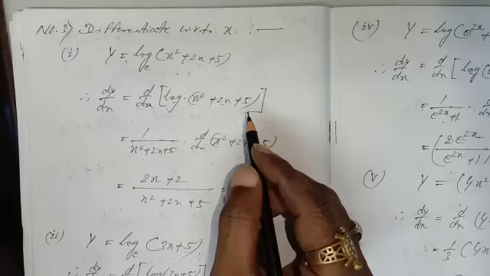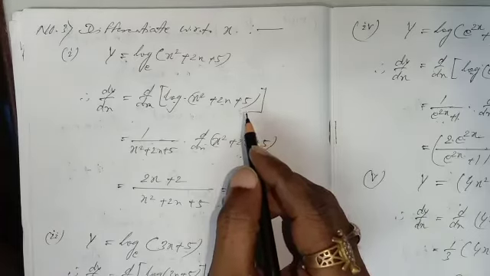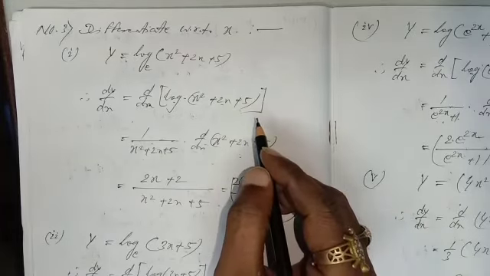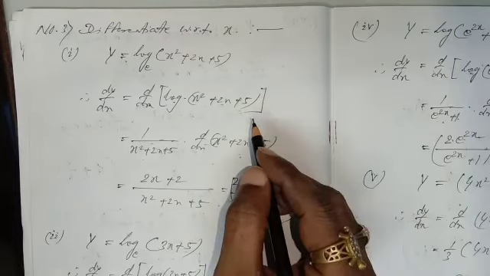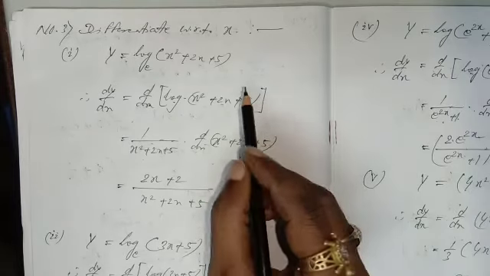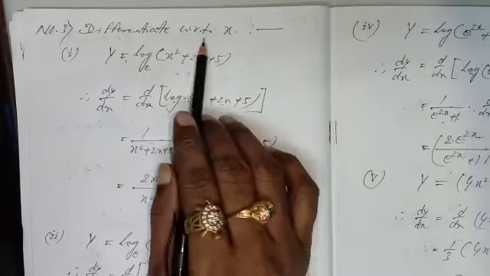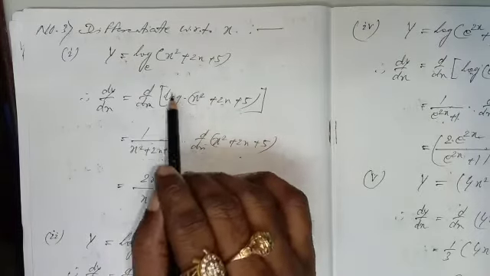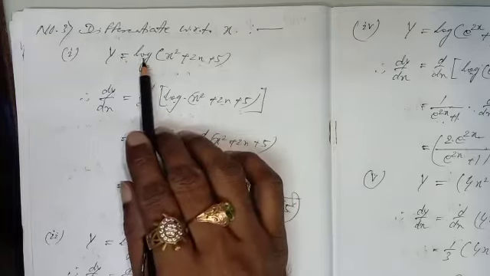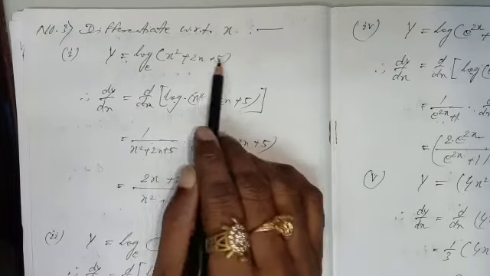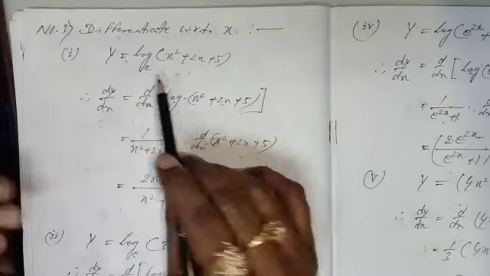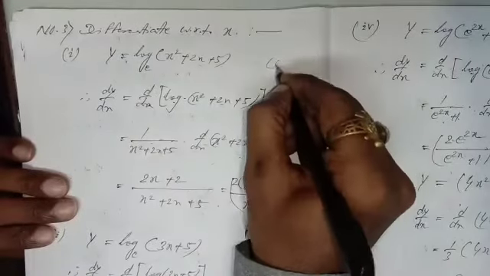Today our chapter is differentiation of composite function for class 11-12. Question number 1. Differentiate with respect to x the following function. y is equal to log of x square plus 2x plus 5, base e. It is given and you have to find out dy by dx.